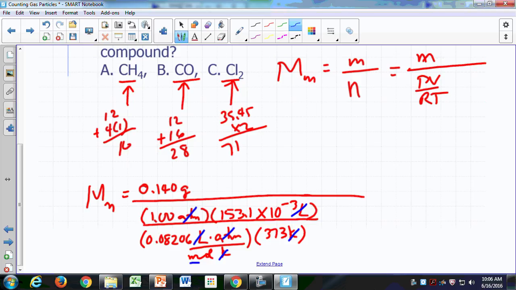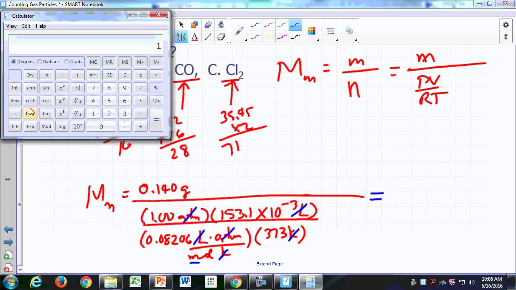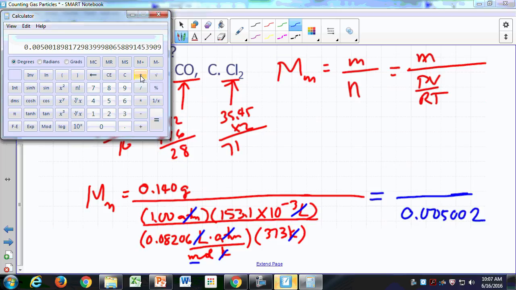Let's just solve for the numerator and the denominator separately first. For the denominator, you have 1 times 153.1 times 10 to the negative third divided by 0.08206 divided by 373. So your denominator is 0.005002. I'll have 4 sig figs there. That would be the number of moles.